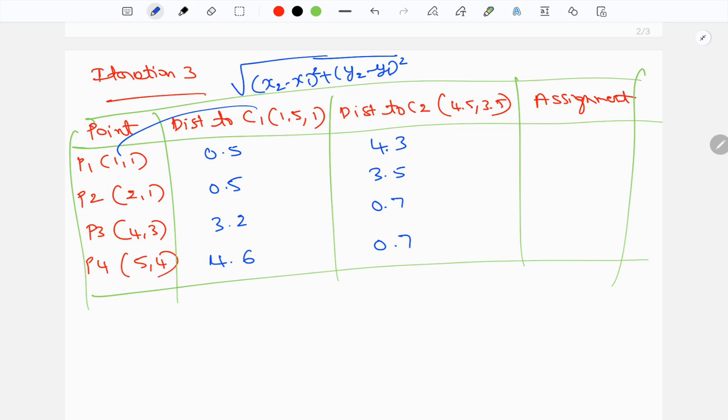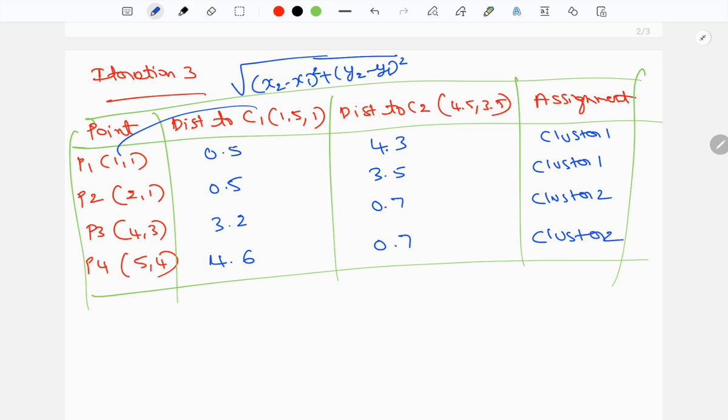So now we have to assign it, right? This is important step. So now 0.5 is less than 4.3, so this remains same, cluster 1. 0.5 less than 3.5, so this is also cluster 1. 0.7 less than 3.2, so yes, it is cluster 2. 0.7 less than 4.6, again cluster 2.